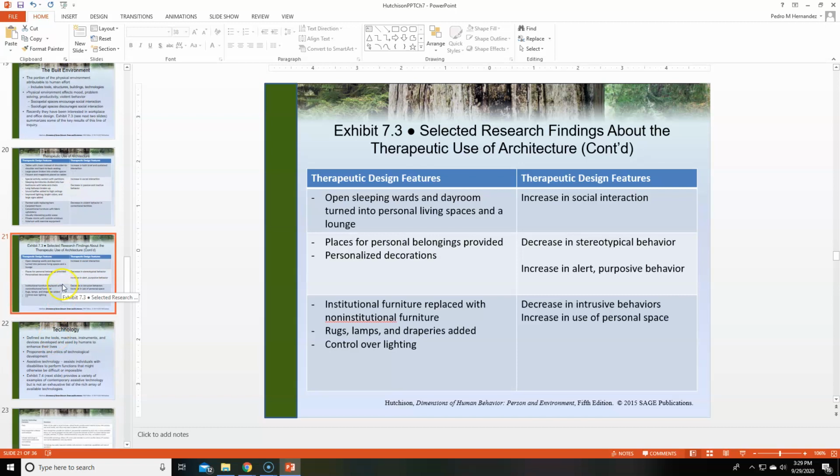It could be the lobby of an office or an office building. The lobby could have things that promote certain, hopefully positive feelings.